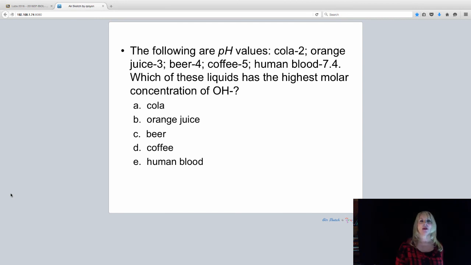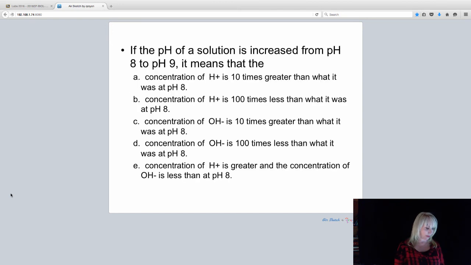So let me ask you now, the following are pH values of these different things. Which of these liquids has the highest molar concentration of OH, hydroxide? Do you remember that we said more hydrogens is acid and more hydroxides are base? So we're asking you which one is a base. 7 is neutral. To the right is more basic. So the bigger the number, the more basic. And hopefully you came up with a conclusion of human blood.